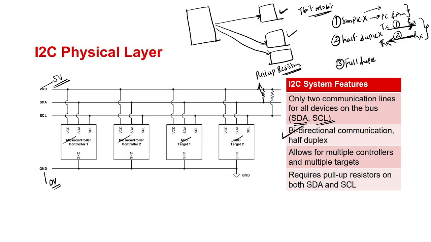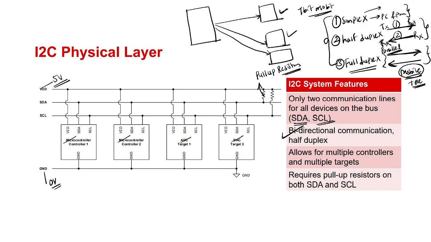Full duplex. Full duplex means what? Both transmitting and receiving happen in parallel, at the same time, like your mobile phone. So both can speak in parallel; transmitting and receiving happen at the same time. A basic example is your mobile phone or your telephone. That is full duplex communication. These are the three types of communication.